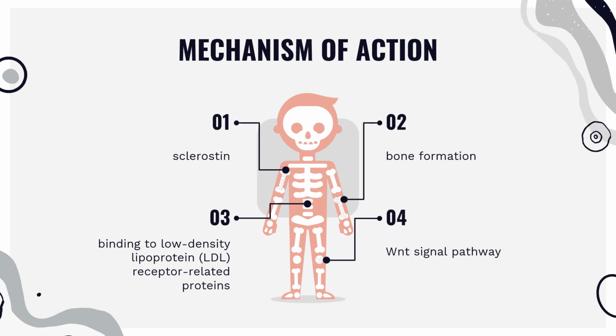Mechanism of action. Osteocytes secrete sclerostin, which inhibits bone formation by binding to low-density lipoprotein, LDL, receptor-related proteins 5 and 6 of osteoblasts, inhibiting the WNT signal pathway. Romosozumab targets and inhibits the protein sclerostin, thereby preventing inhibition of bone formation by allowing WNT to bind to LDL receptor-related proteins 5 and 6.